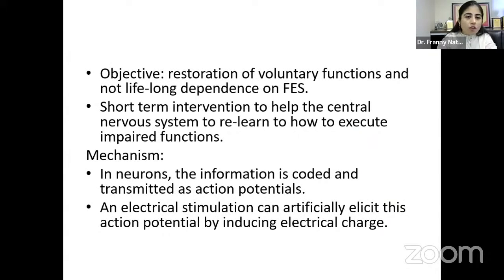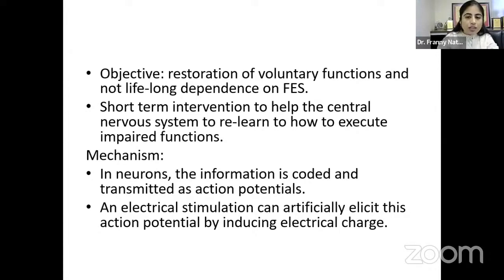The objective of functional electrical stimulation is to restore the voluntary function and not have lifelong dependency on functional electrical stimulation. So it is a very short-term intervention to help the central nervous system to relearn how to execute the impaired functions. Now, how does it really work?